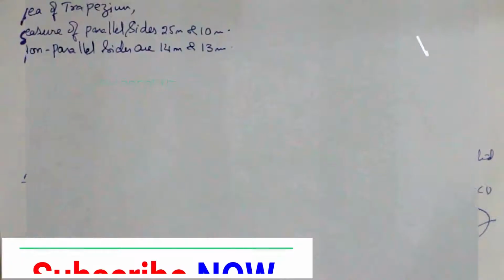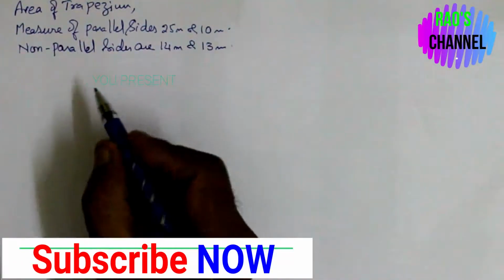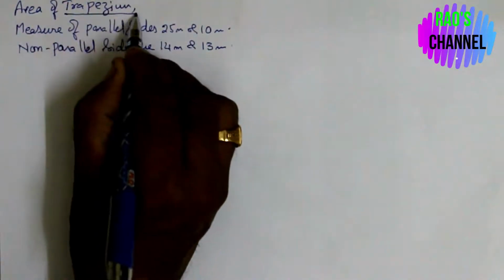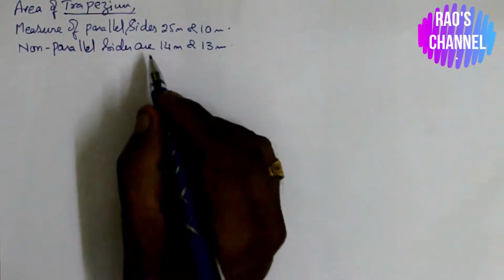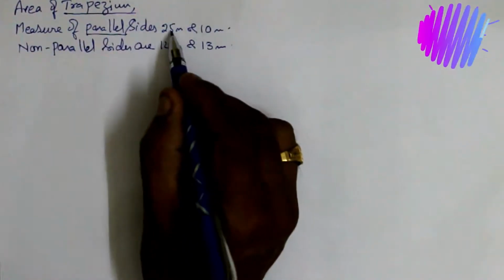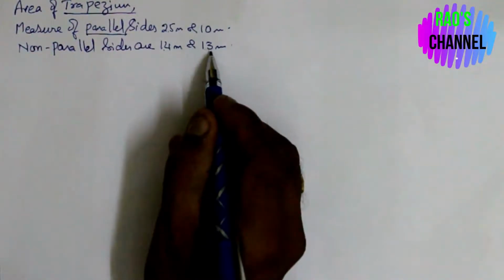Let's see one more question. Now in this question we have a trapezium. We know the trapezium is a quadrilateral where a pair of sides are parallel. The measures of parallel sides are given, 25 and 10, and non-parallel sides 14 and 13.